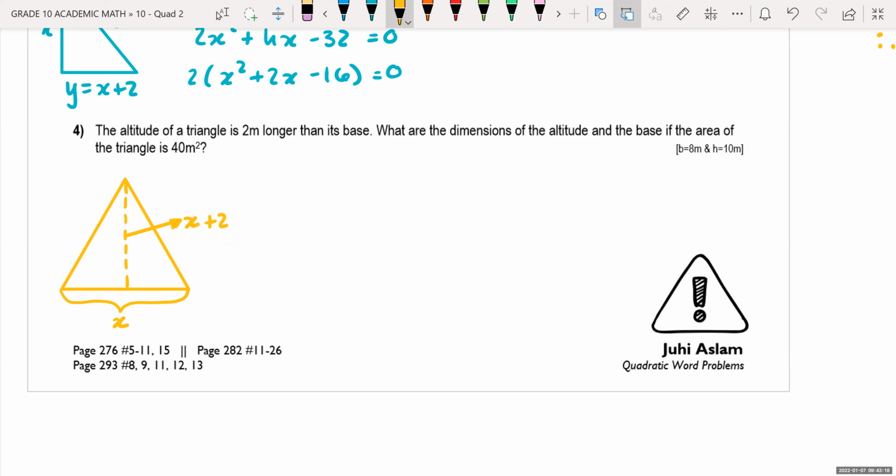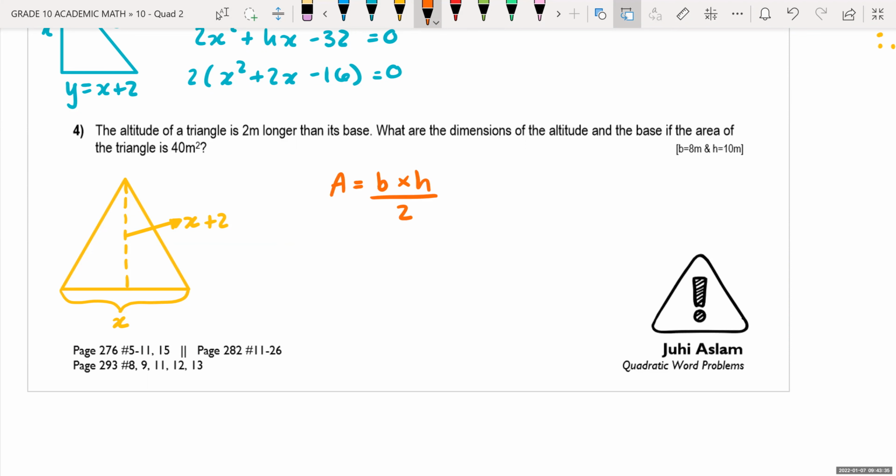This is going to be X plus 2, right? Because the altitude is 2 meters longer than the base. Now they give you the area. We haven't really talked about the area, but hopefully you remember from when you were younger, the area of a triangle is just the base times the height divided by 2.